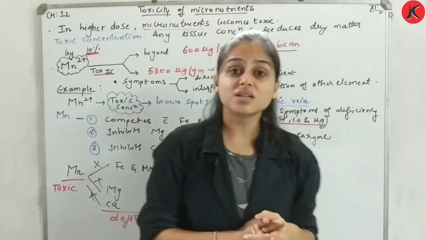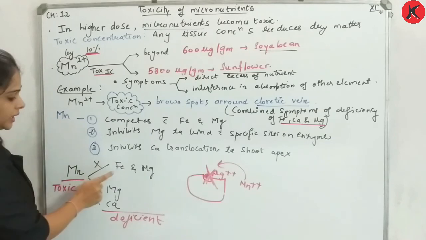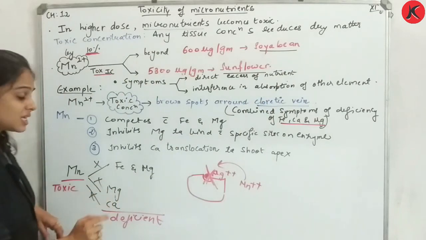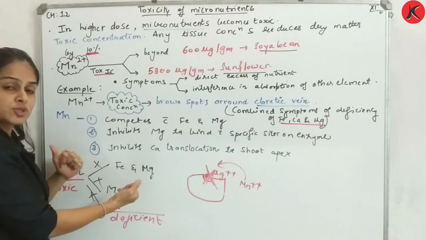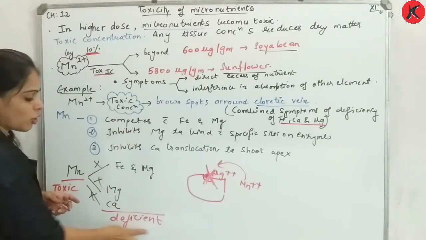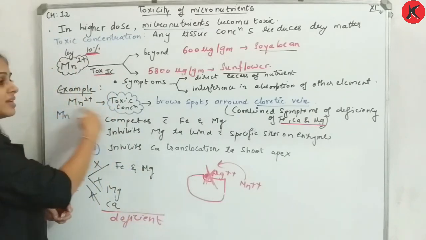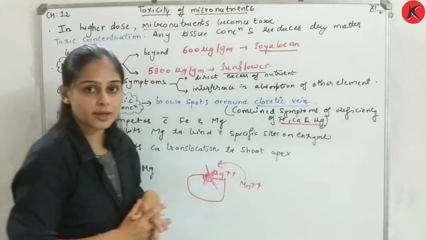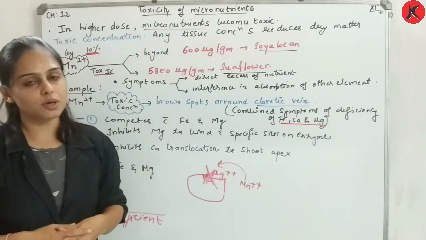Or this symptom visible when particular element interferes with absorption of other elements. जैसे कि मैंगनीज ज्यादा है तो it interferes in absorption of iron, calcium and magnesium. तो अल्टीमेटली ये तीन एलिमेंट की हो जाती है डेफिशिएंसी एंड thus I can say that toxicity symptom of manganese are combined symptom of deficiency of iron, calcium and magnesium. ठीक है? Now it's your turn. Copy down the same in your notebook. I hope you understood this really very well. Okay?